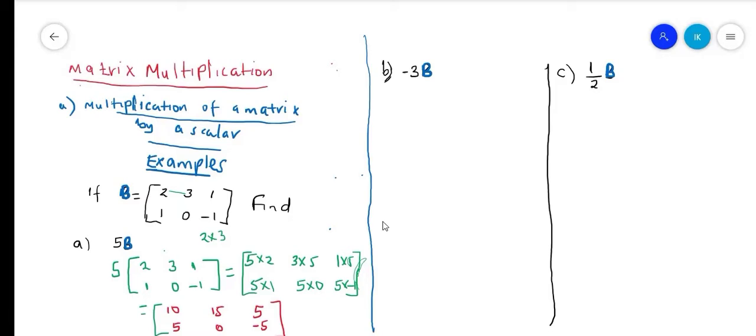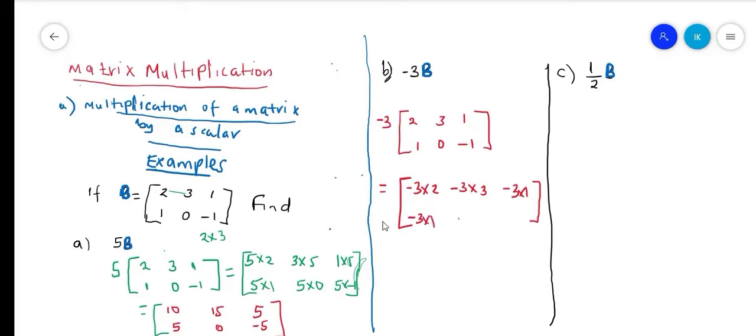When you come to the second question, we do exactly the same as we did with part A. We take the integer negative 3 and substitute the value of B with 2 3 1, 1 0 negative 1. So we take the negative 3 and multiply each and every element in the bracket. That will be negative 3 times 2, negative 3 times 3, negative 3 times 1, negative 3 times 1, negative 3 times 0, negative 3 times negative 1.